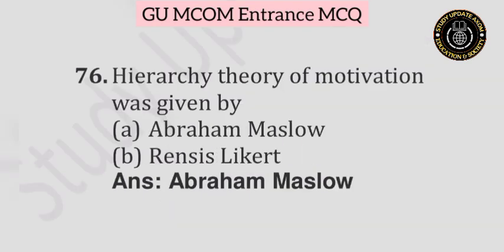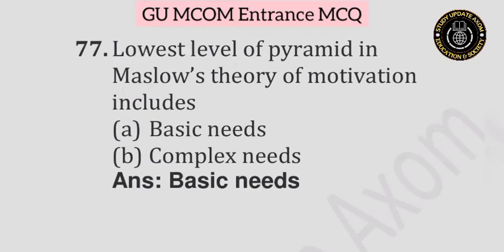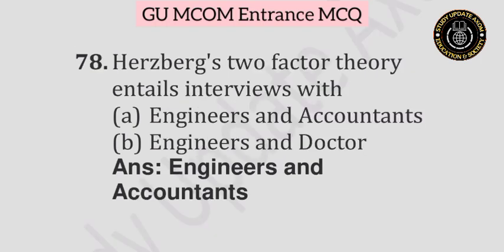Question number 76. Hierarchy theory of motivation is given by option A, Abraham Maslow, option B, Francis Likert. Answer is Abraham Maslow. Question number 77. Lowest level of pyramid in Maslow theory of motivation includes option A, basic needs, option B, complex needs. Answer is basic needs. Question number 78. Herzberg's two-factor theory entails interview with option A, engineers and accountants, option B, engineers and doctors. Answer is engineers and accountants.